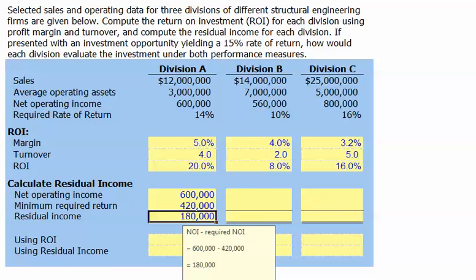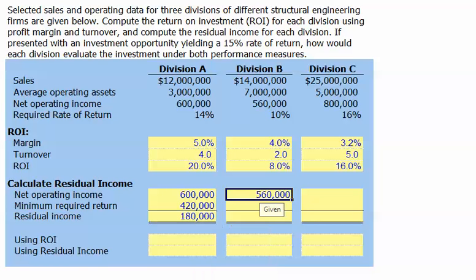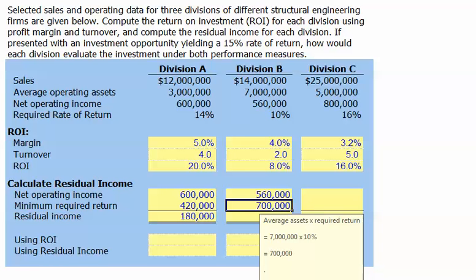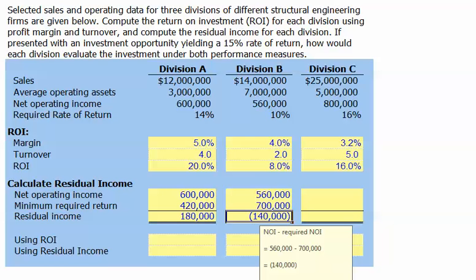Division B has net operating income of $560,000. Its minimum required return is $700,000, which is found by multiplying its average operating assets of $7 million by its 10% required rate of return. Since its minimum required return is greater than its current net operating income, it has a negative residual income of $140,000.